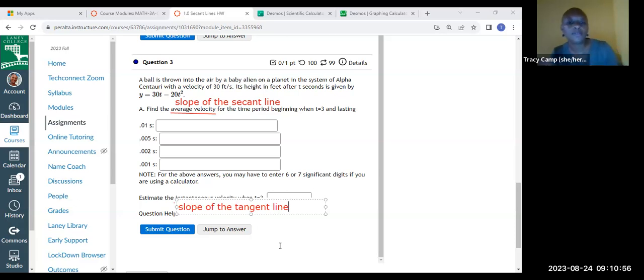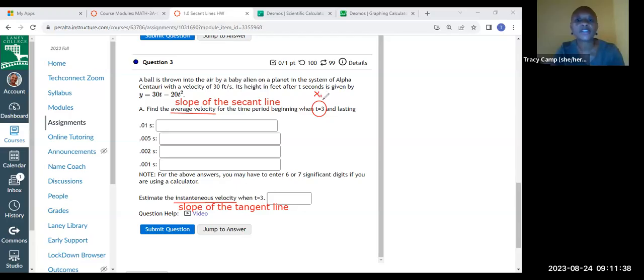So one other thing that's a little bit different about this problem is that the setup is different. They give us this y, that's like our Q y value. And then they say find the average velocity for the time period beginning when t equals 3 and then lasting 0.01 seconds, 0.005 seconds, and so on. So the t equals 3 actually represents our x1 in the slope formula.